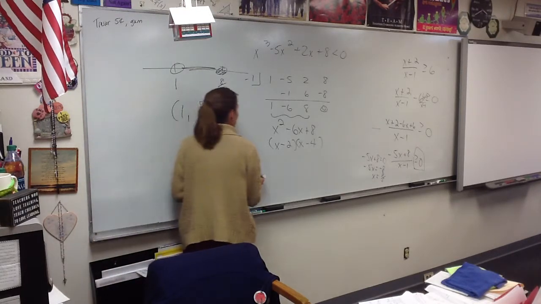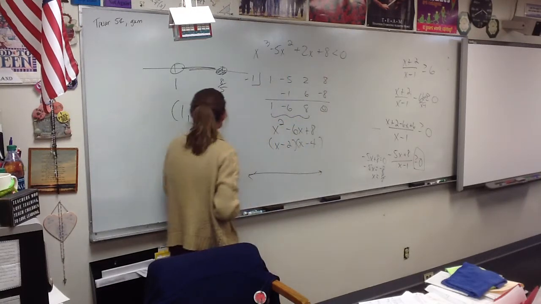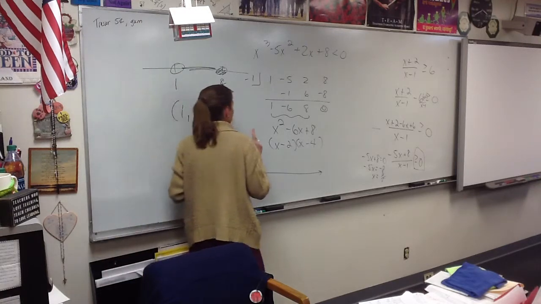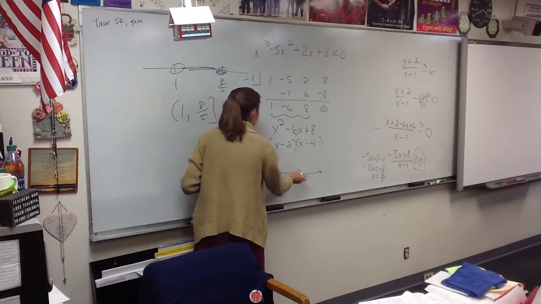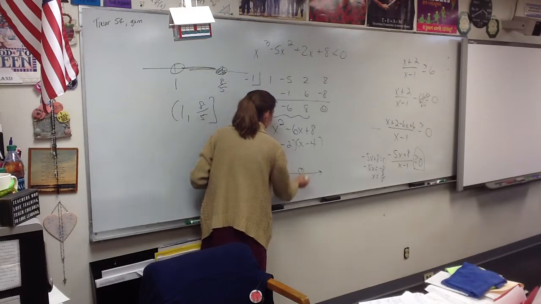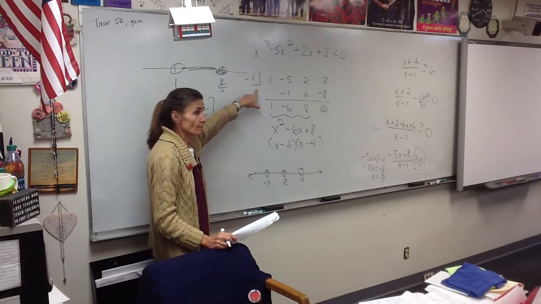Now where are the dots going to go on the number line? Remember, your job is to solve that inequality, so you're going to have shading and stuff going on the number line. Where are you going to put the dots? At -1, at 2, and 4. Do not forget the -1 that you found first.